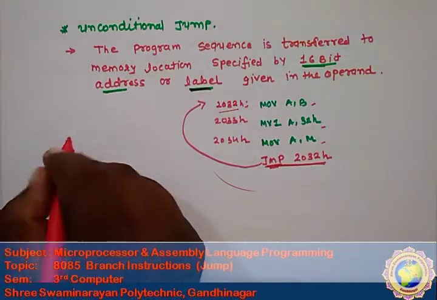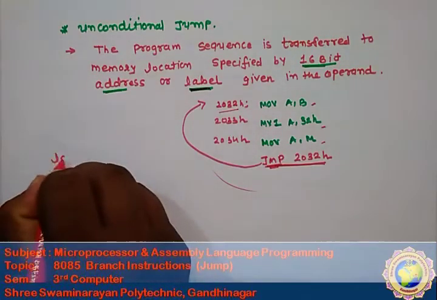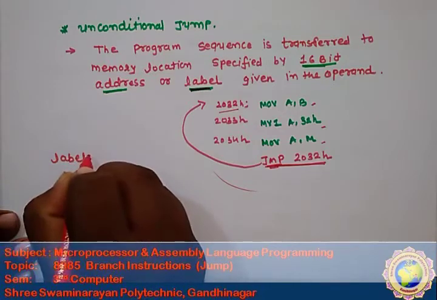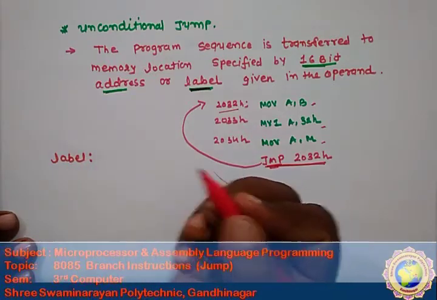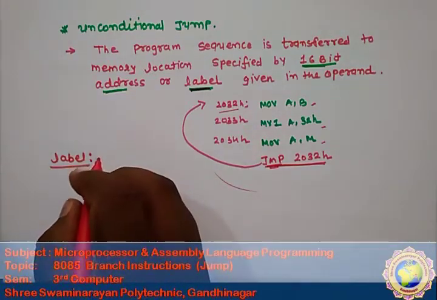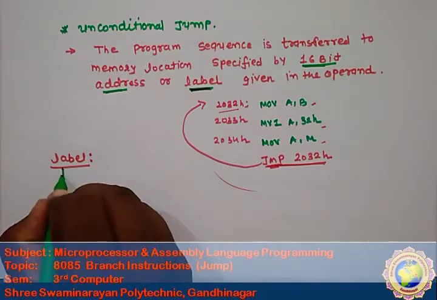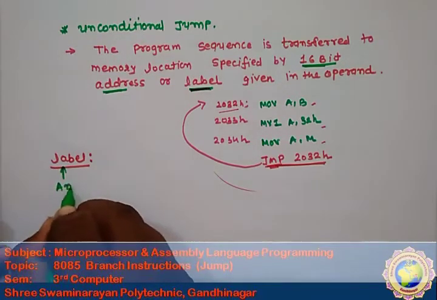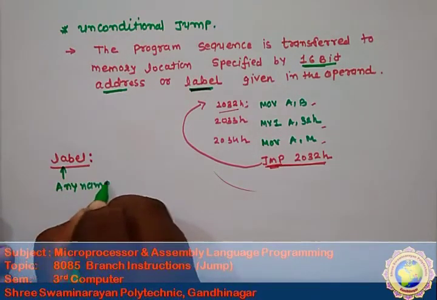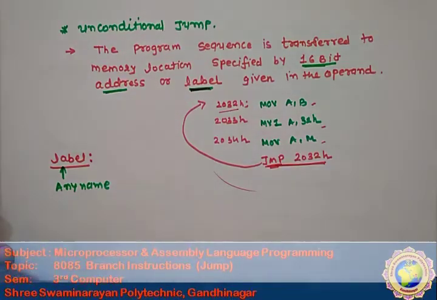Whenever you want to write any label, you have to write here label, then put colon. In the label you can put any name. અહીંયા લેબલની જગ્યાએ તમે કોઈ પણ નામ લખી શકો છો, but you cannot use any mnemonic. આપણે એની અંદર કોઈ પણ mnemonic જે આપણે MALP માં ઉપયોગ કરવાના છે, whatever the mnemonics are used in 8085, that cannot be used.